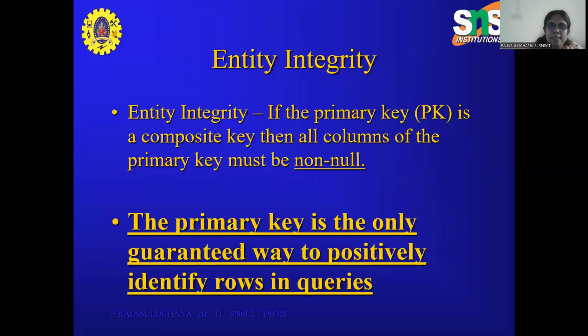Now, let us discuss what entity integrity is about. If the primary key is a composite key, then all the columns of the primary key will be not null. None of the attributes of the primary key will be null. The primary key is the only way in which you can uniquely identify any given tuple in a particular relation. Without a primary key, you cannot uniquely identify the given tuple in a particular relation.